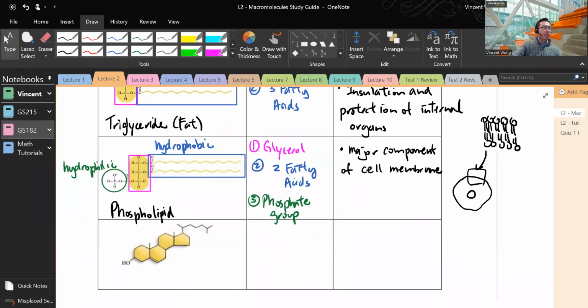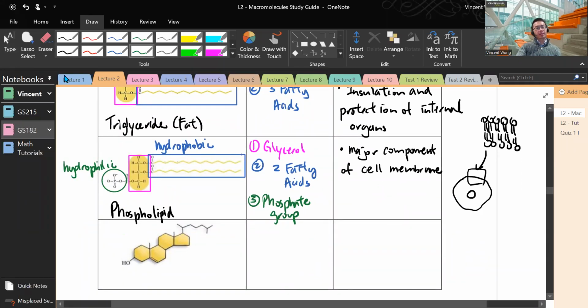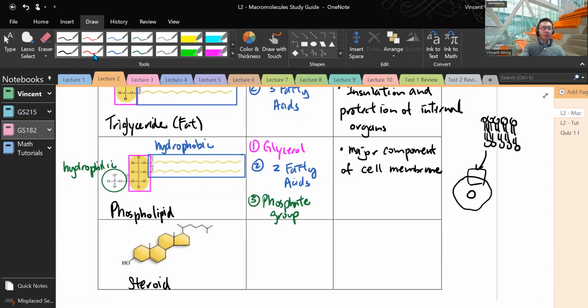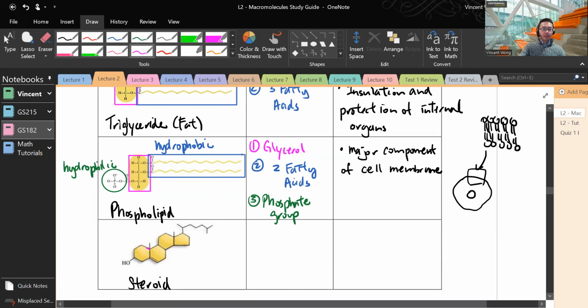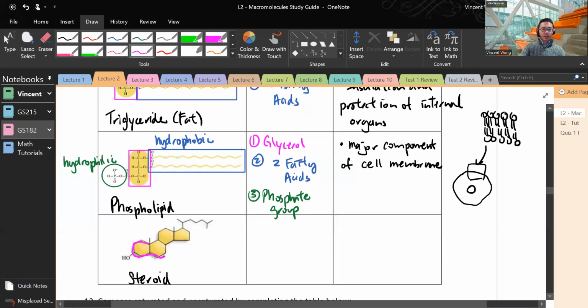All right, next one. What is this guy? What's this thing over here? Anybody recognize that? Yes, that is steroid. A key telltale sign of steroid is that it has four rings to it. So one ring, two rings, three rings, four rings. They're all fused together. And we have the components. Let me just try to draw them out for you. So we have these four fused rings.